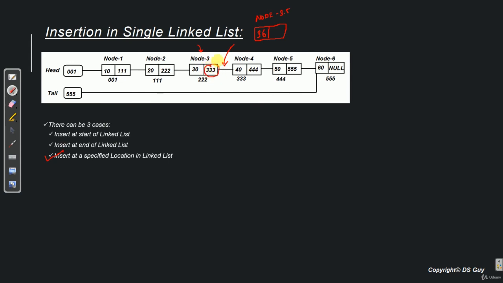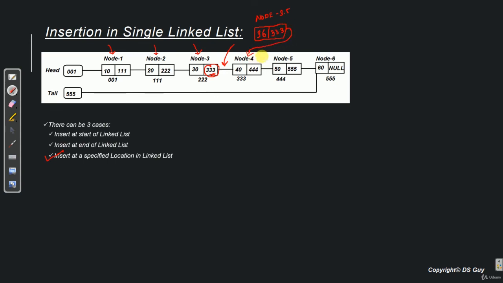So we loop from node 1, we go to node 2, we come to node 3. Now once we reach node 3, the first thing we have to do is copy this address 333 into node 3.5. So we put 333 over here. Now why are we doing that? We are doing it because we want to create a link between node 3.5 and node 4.